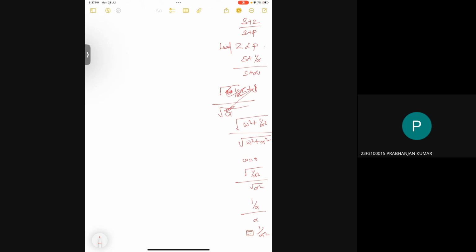It is not a root, I think it is a square, no? Let me recheck it once. One minute.